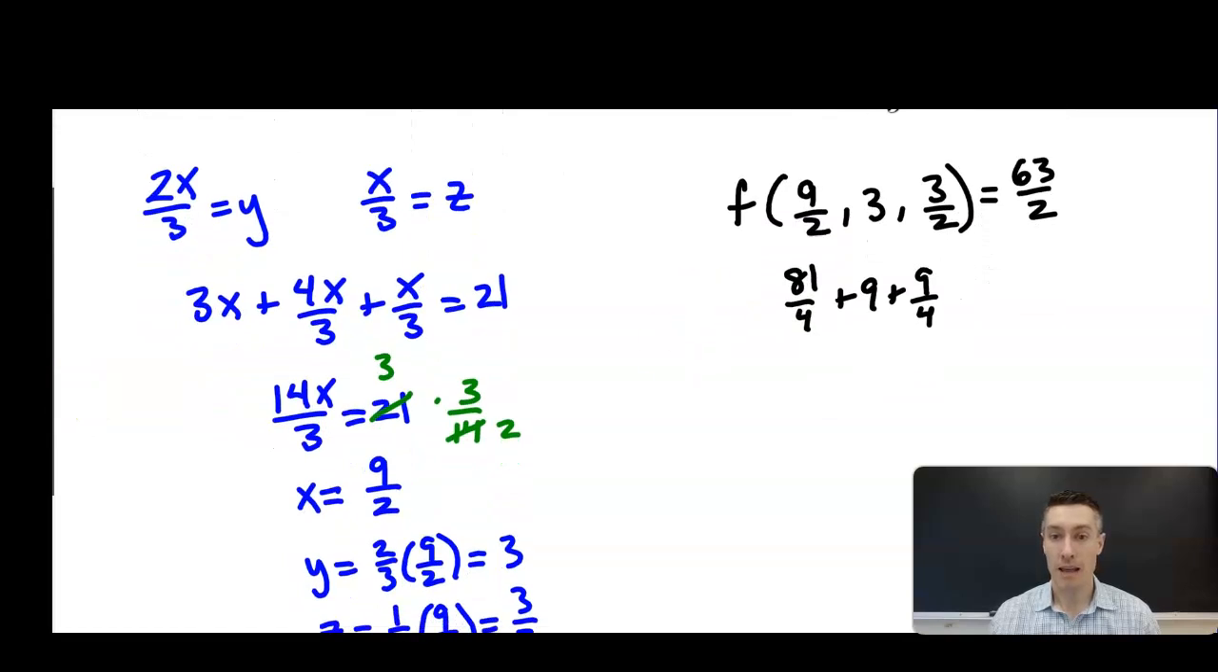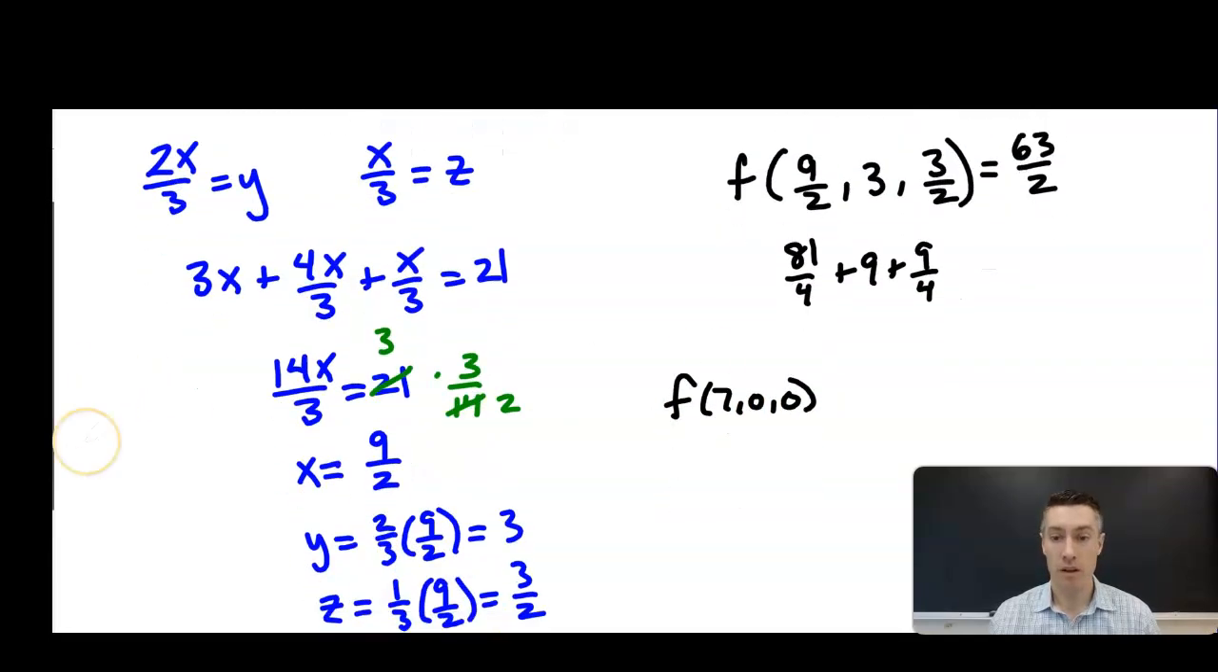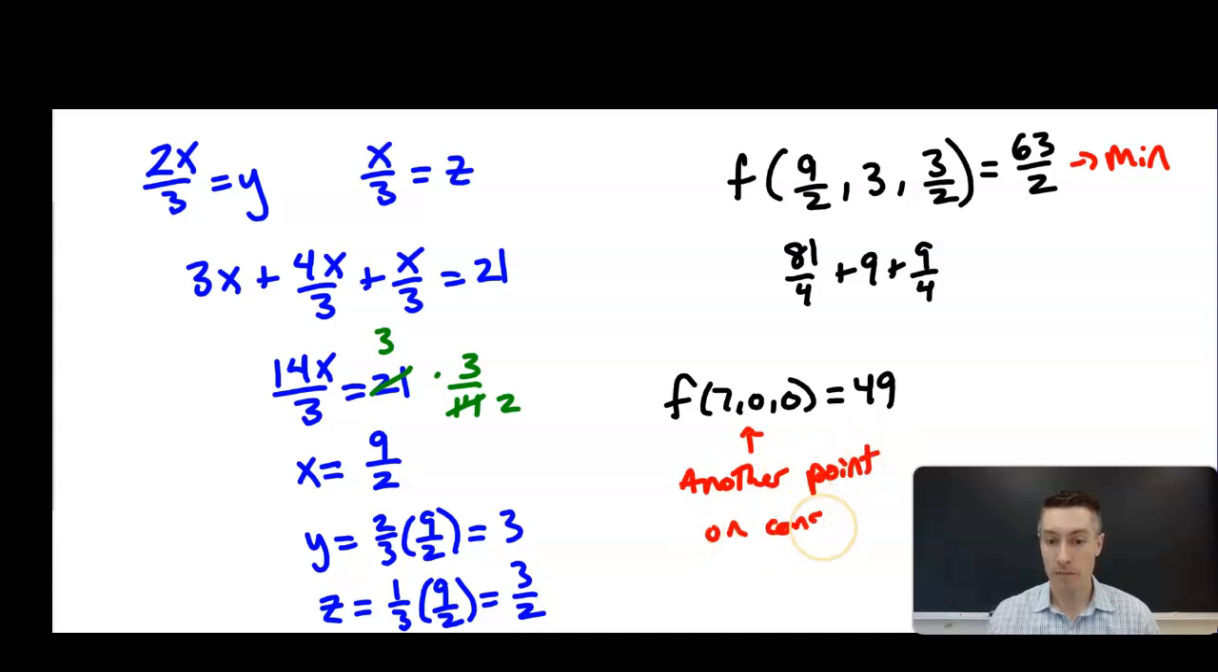So let's say that we have f of 7, 0, 0, right? 7, 0, 0 would be on the constraint curve. The function there would be 49. So that output is larger than the output we got at the critical point. So that means that this is a minimum, right? And this is just another point on the constraint.